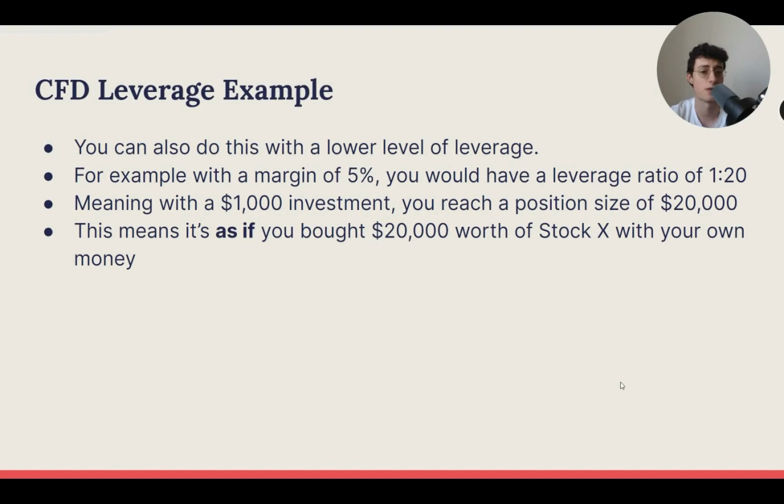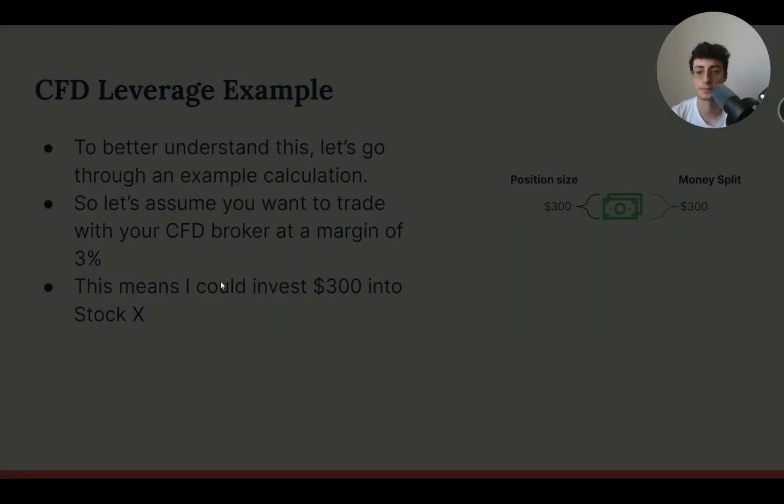You can also do this with a lower level of leverage, or in this case, a higher percentage margin. For example, with a margin of 5% instead of 1%, you would have a leverage ratio of 1 to 20, which means with a $1,000 investment, you reach a position size of $20,000. This means it's as if you bought $20,000 worth of stock X with your own money.